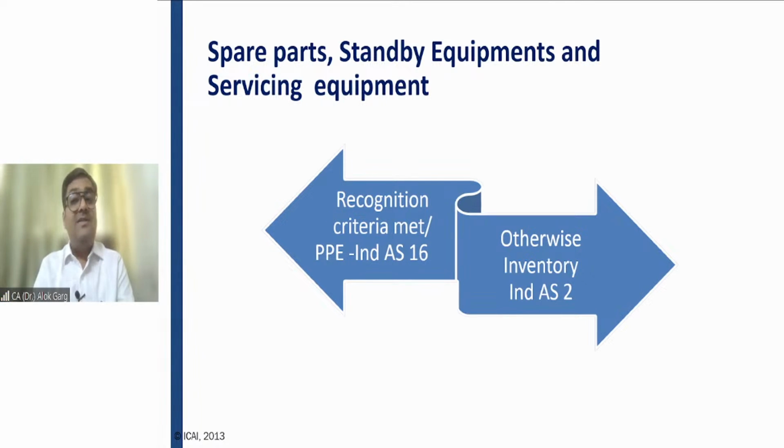Have you got it? Sir, what about the air filter and oil filter, which you told requires replacement at regular intervals? In that case, it has to be considered as inventory, right? Spare parts, standby equipment, and servicing equipment will be capitalized as PPE if they meet the recognition criteria and definition of PPE. Otherwise, it will be inventory under Ind AS 2.